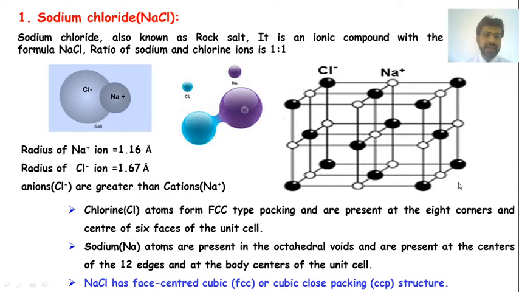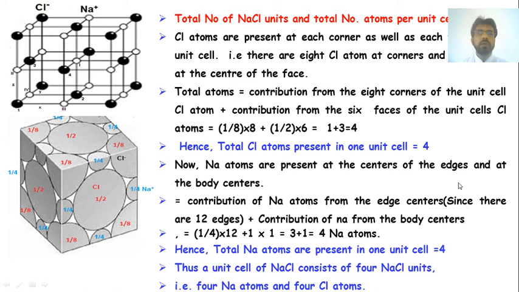Hence we can say that NaCl has the face-centered cubic type of structure. It is also known as the cubic close packing type of structure, that is the CCP. In the second point we are going to see the total number of NaCl units and the total number of atoms present in the unit cell.